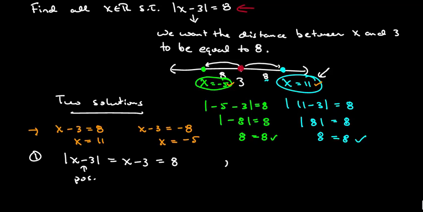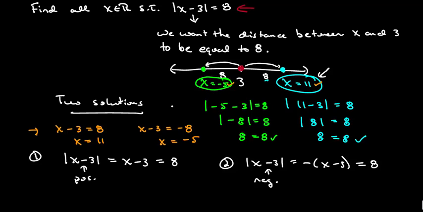The other thing that could happen is that the inside is negative. If this is negative, that means that x falls to the left of 3, which means this is going to be the negative 5 version. So watch. This is equal to negative, right? Because when it's negative on the inside, we put a negative on the outside. So that's also equal to 8.